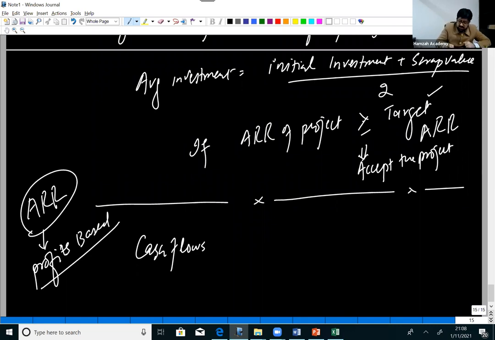Can you please tell me what is the difference, or relationship, between profits and cash flows? Any one of you, please. What is the difference? What is the relationship? Anyone out of you, anyone who can tell me what is the difference or relationship between them?